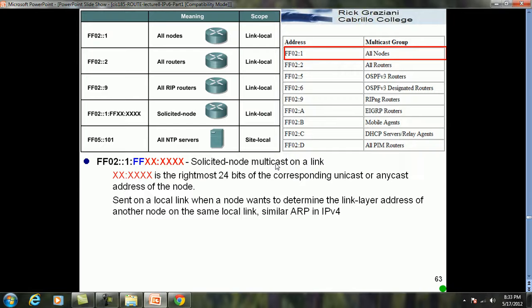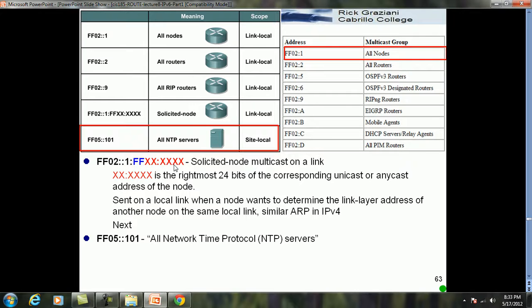Okay, so you know the ARP process. This is similar, sent on a local link, meaning between two routers. When a node wants to determine the link layer address, meaning the local link address, of another node on the same local link: I want to know what is your link local address. At that time I will send this address. It's called solicited node multicast. It should find out what is your link local address, so that I can see mine is not the same as yours. It should be unique, correct? Okay, it should be unique.